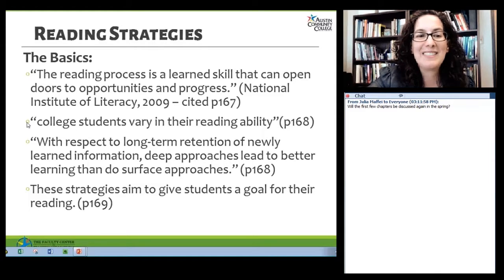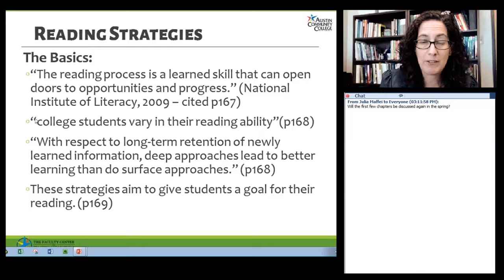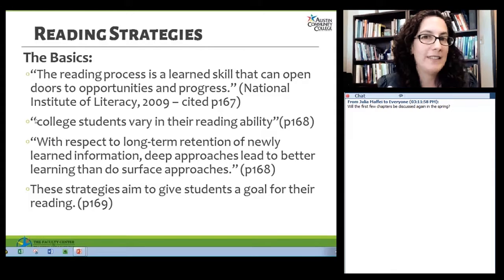The next one, this comment is the big, I call it the big duh of our session. College students vary in their reading ability. I imagine that you guys have worked with students all across the spectrum in reading, and recognizing that is important, because if you're going to use reading to reinforce what you're teaching in your class, you have to recognize that different people will be getting different things from that. So that awareness is important.